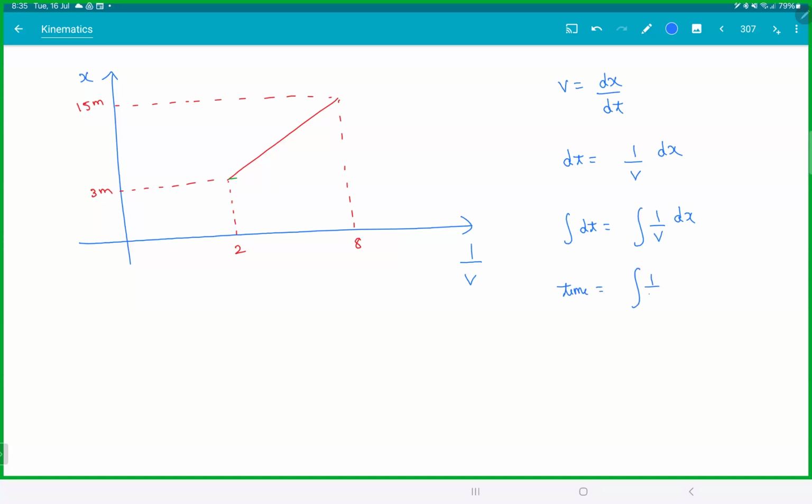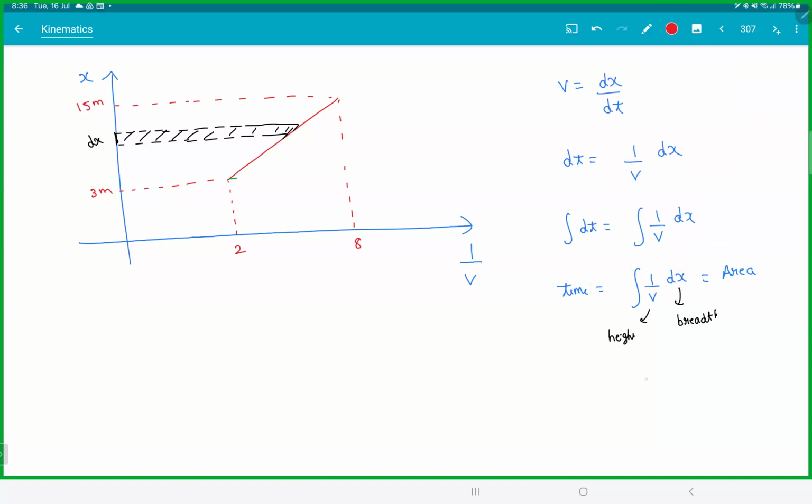So this is 1 by v into dx. This is the area under the graph, but there's a catch. Which area are you talking about? It should be dx, meaning on the x-axis, you take a small piece dx, and then you take a triangle like this. Meaning here, dx should be the breadth, and this 1 by v should be the height of that piece. You're getting it? Meaning you're integrating these pieces here.